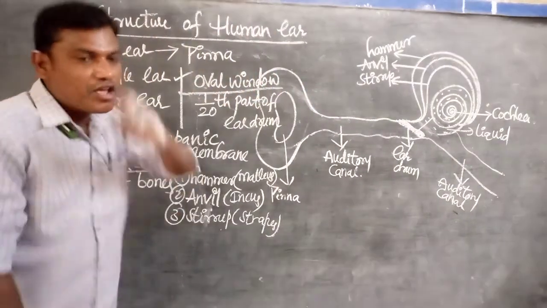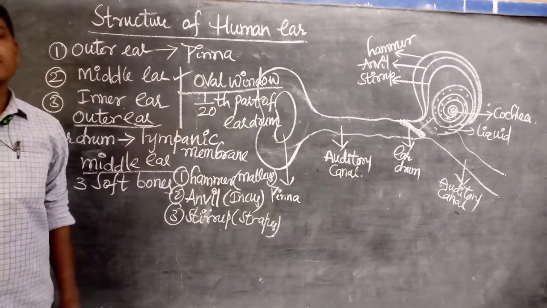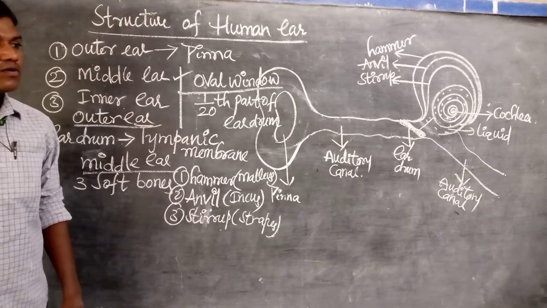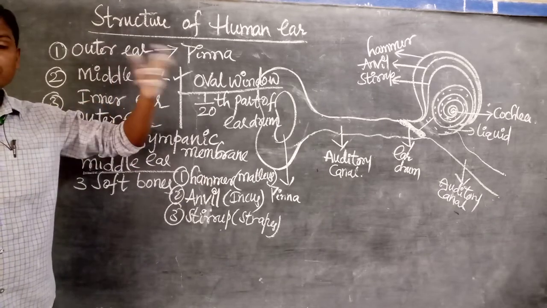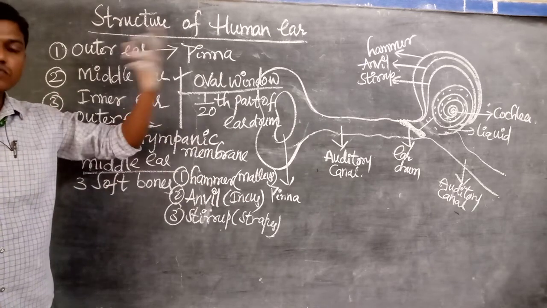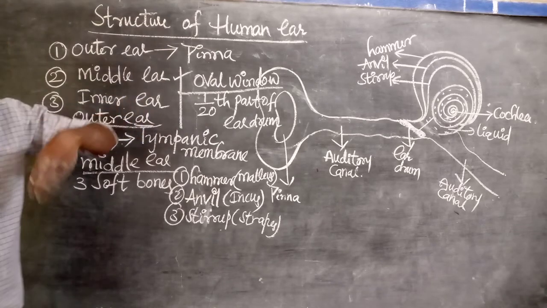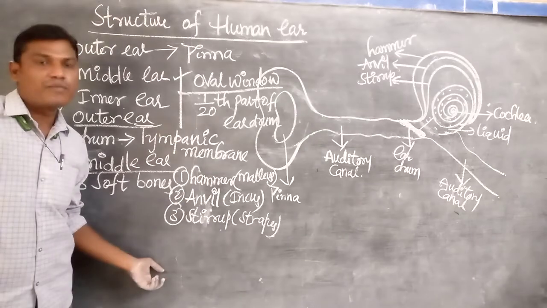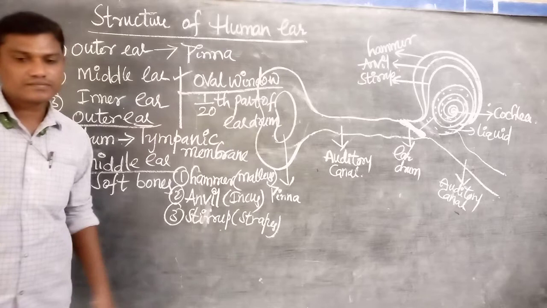In our brain, neurons are there. These neurons receive the sound signals, and then finally you can identify what sound is coming and which type of sound is coming, which type of words are spoken, and which type of words they are telling us during conversation. This is a brief idea about the structure of the human ear. Thank you.